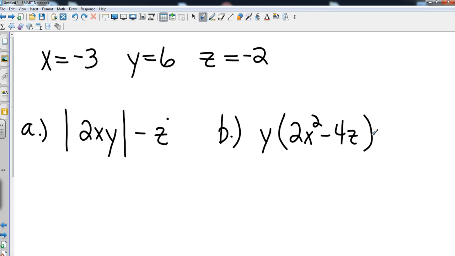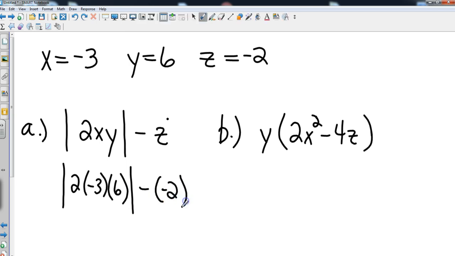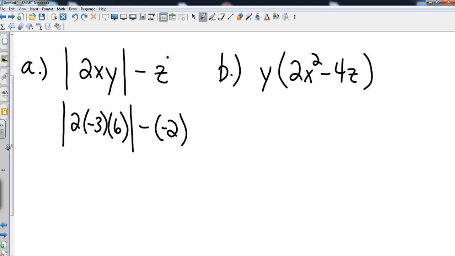So let's go to the first one. Let's keep our absolute value brackets. And we're going to go 2 times negative 3 times 6 minus a negative 2. Again, notice I put the minus sign in front of the negative 2 because I am subtracting a negative 2. We'll simplify that in just a moment. So 2 times negative 3 is negative 6. Negative 6 times 6 is negative 36. And on the outside, when I'm subtracting a negative 2, that makes it plus 2.